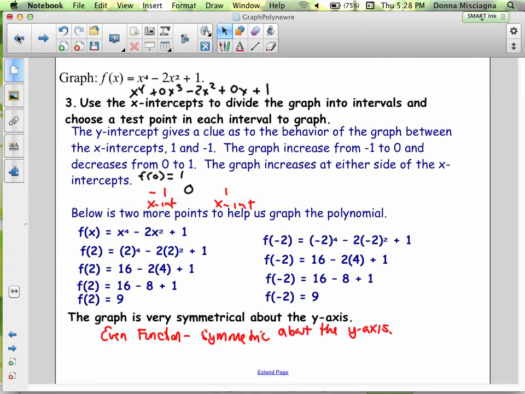That's our turning point, and since it's a positive number, it is our relative maximum, even though it doesn't seem like much of a max. 1 is our relative maximum. Right?